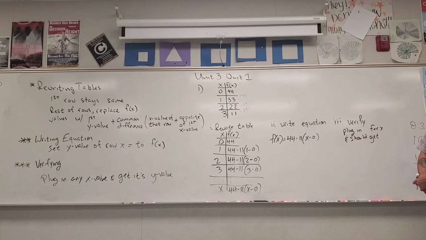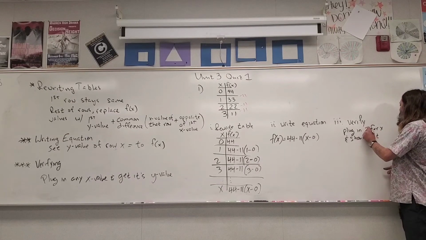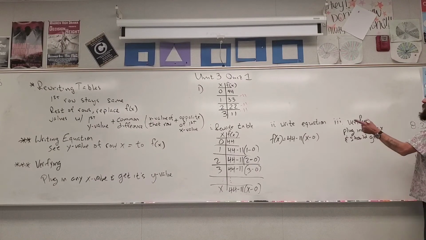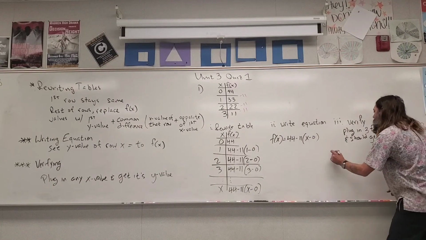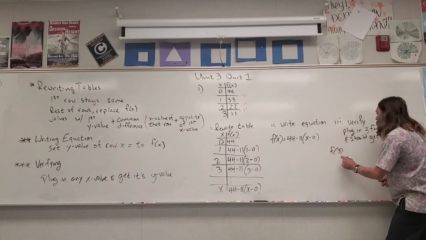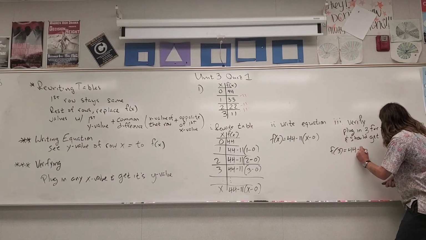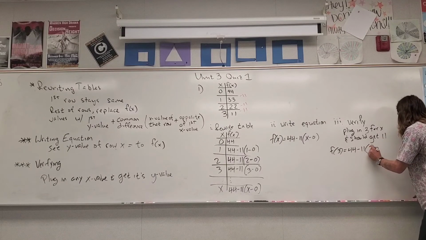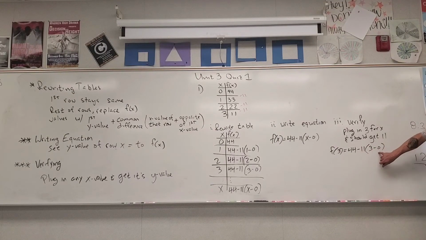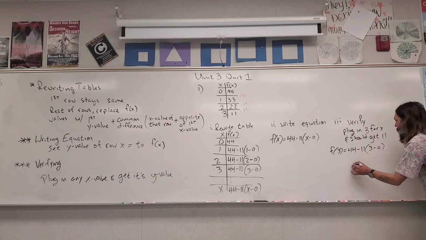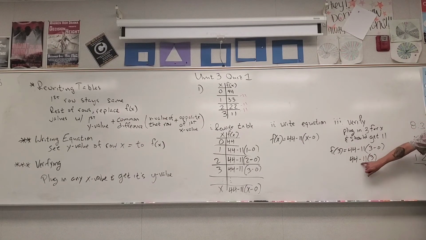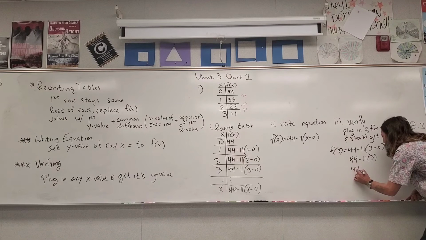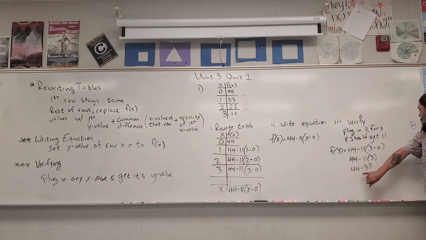All right, so now I need to verify. I want to plug in 3 for my x, and that means I should get an 11. Okay, so let's see here. F of 3, so that was an x, equals 44 minus 11. This x now becomes a 3 minus 0. 3 minus 0, because we go inside the parentheses first, is 3. So I get 44 minus 11, parentheses 3. Multiply these out. I get 44 minus 33. 44 minus 33 is 11, and I have a good equation.